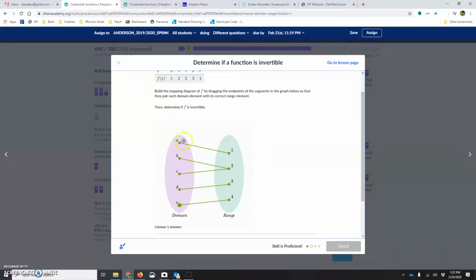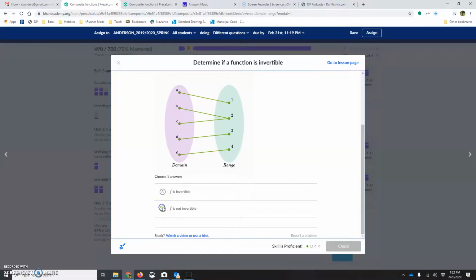Well, this is a function. I actually believe I said something slightly incorrect earlier. This is a function because all of our numbers go to one place. But for the inverse, we're looking at this side and seeing where these numbers go. Well, 2 goes to both C and B, which means the inverse is not a function. So no, it is not invertible because C and B go to the same place. So this is a function, but the inverse is not a function.